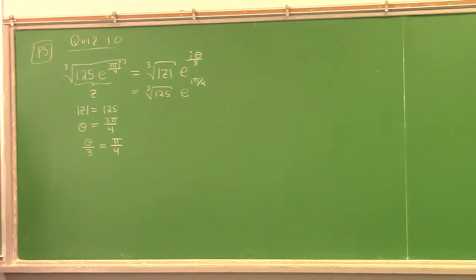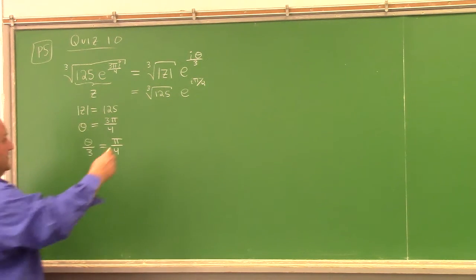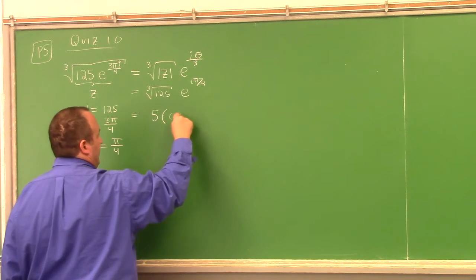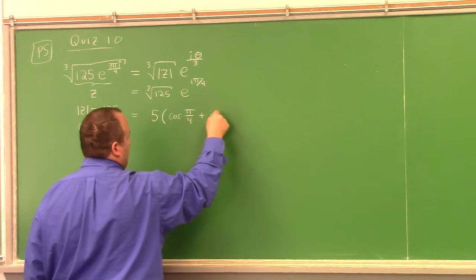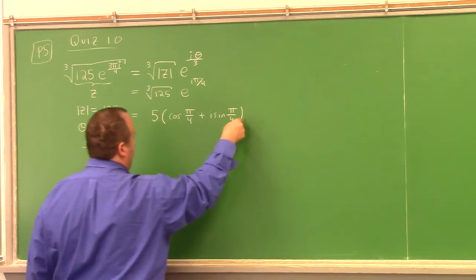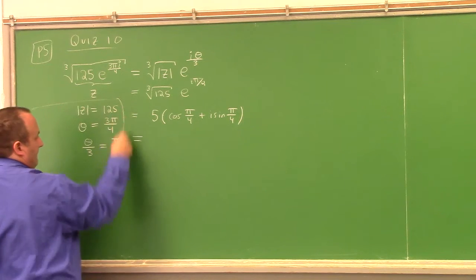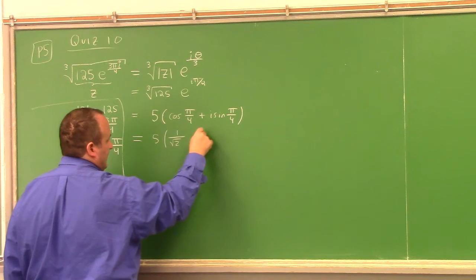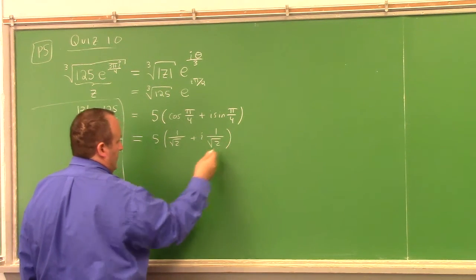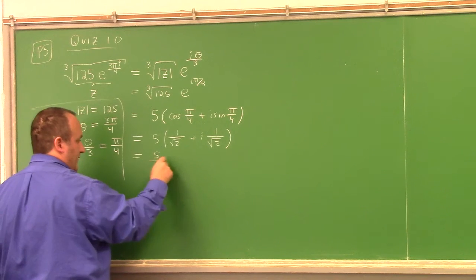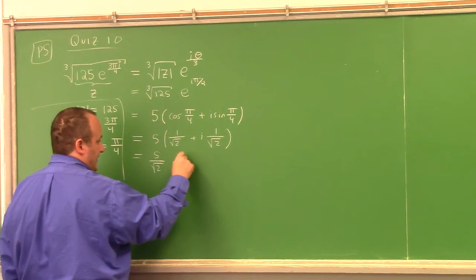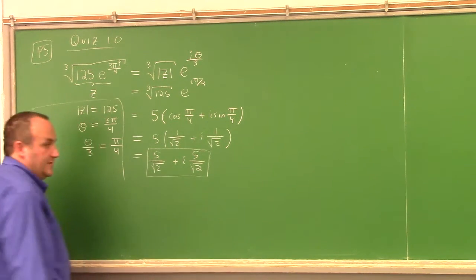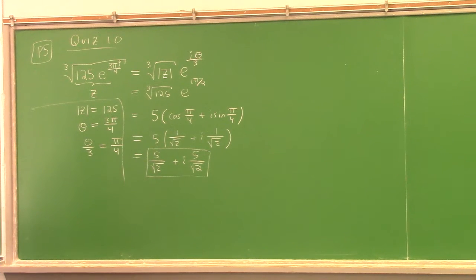So e to the i pi over 4 is what we have there. And of course, that's 5, right? So this is 5 times, and this is what? This is cosine of pi over 4 plus i times the sine of pi over 4. So that is 5 times 1 over root 2 plus i times 1 over root 2. And so 5 over root 2 plus i times 5 over root 2. There you go. That is the Cartesian form of the third root of z. That's it.